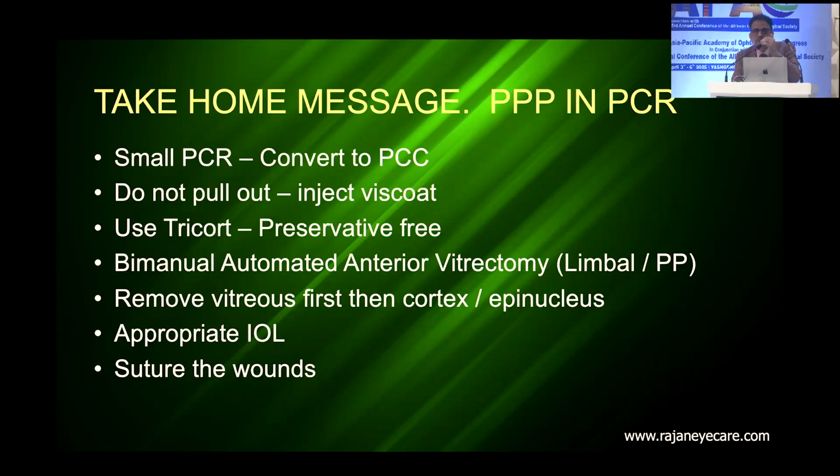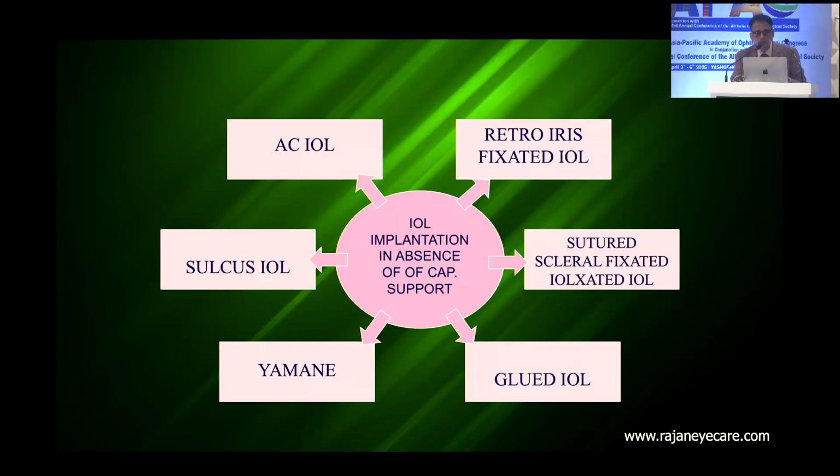After a couple of weeks, when the fibrosis of the capsule also occurs, you are in a better frame of mind to examine the patient on the slit lamp, and then always suture the wounds. Why suture the wounds? Because please understand, when there is a vitreous loss, the incidence of endophthalmitis goes up by about 5 times. So I don't want any micro leaks or anything. So ACIOL, retro-iris, sutured, glued, all these are going to be covered in this course.